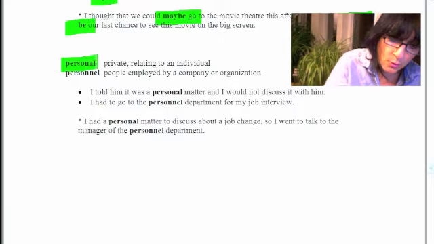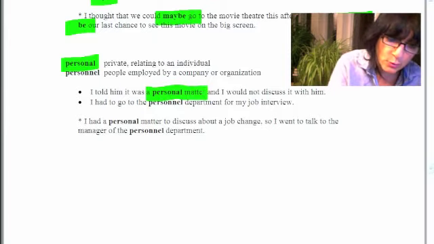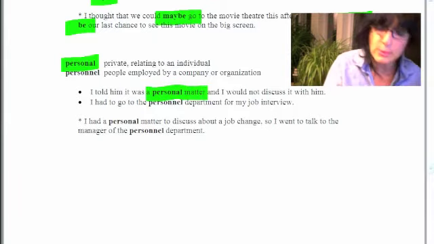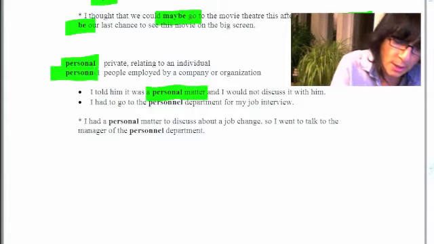Next are the words personal and personnel. Personal, P-E-R-S-O-N-A-L, means private or relating to an individual, like a personal matter. I told him it was a personal matter and I would not discuss it with him. It's relating to me. It's personal. I don't want to talk about it.